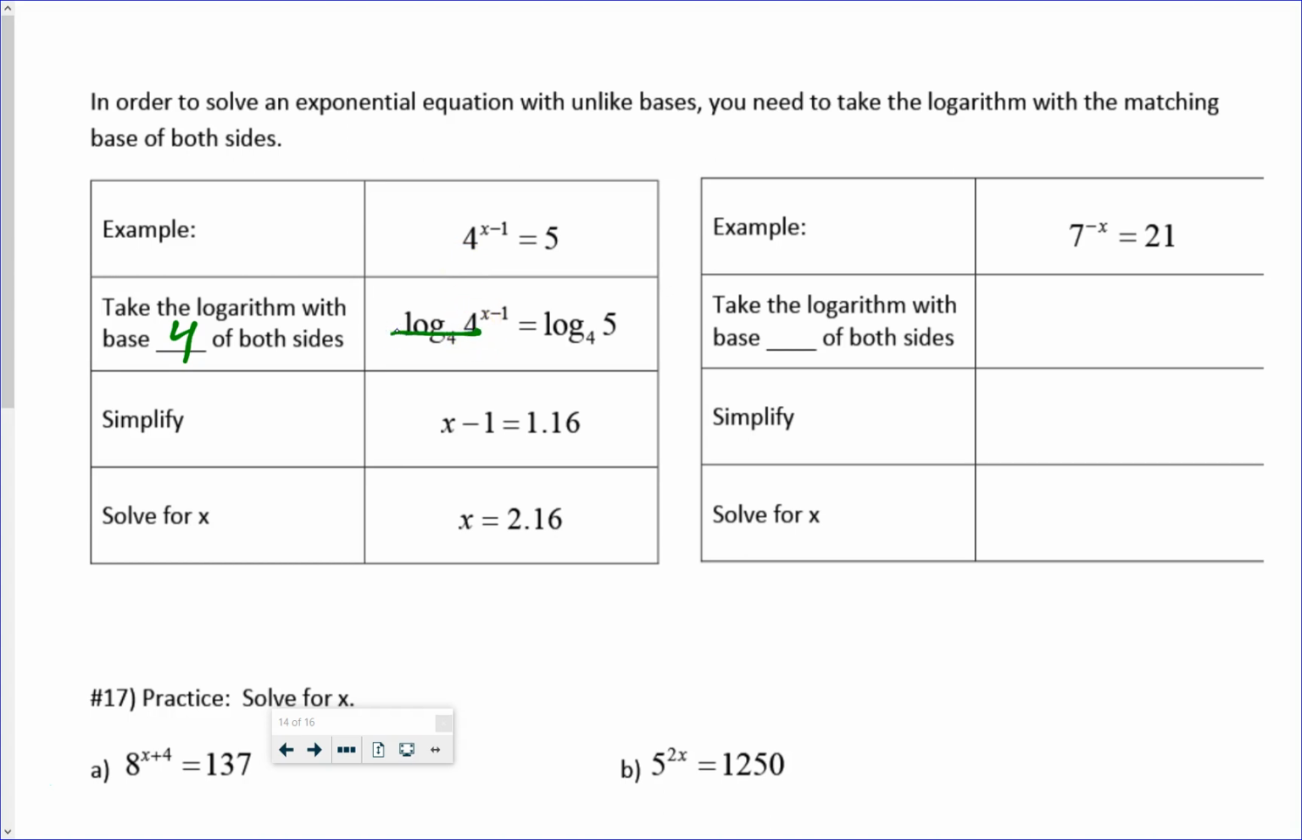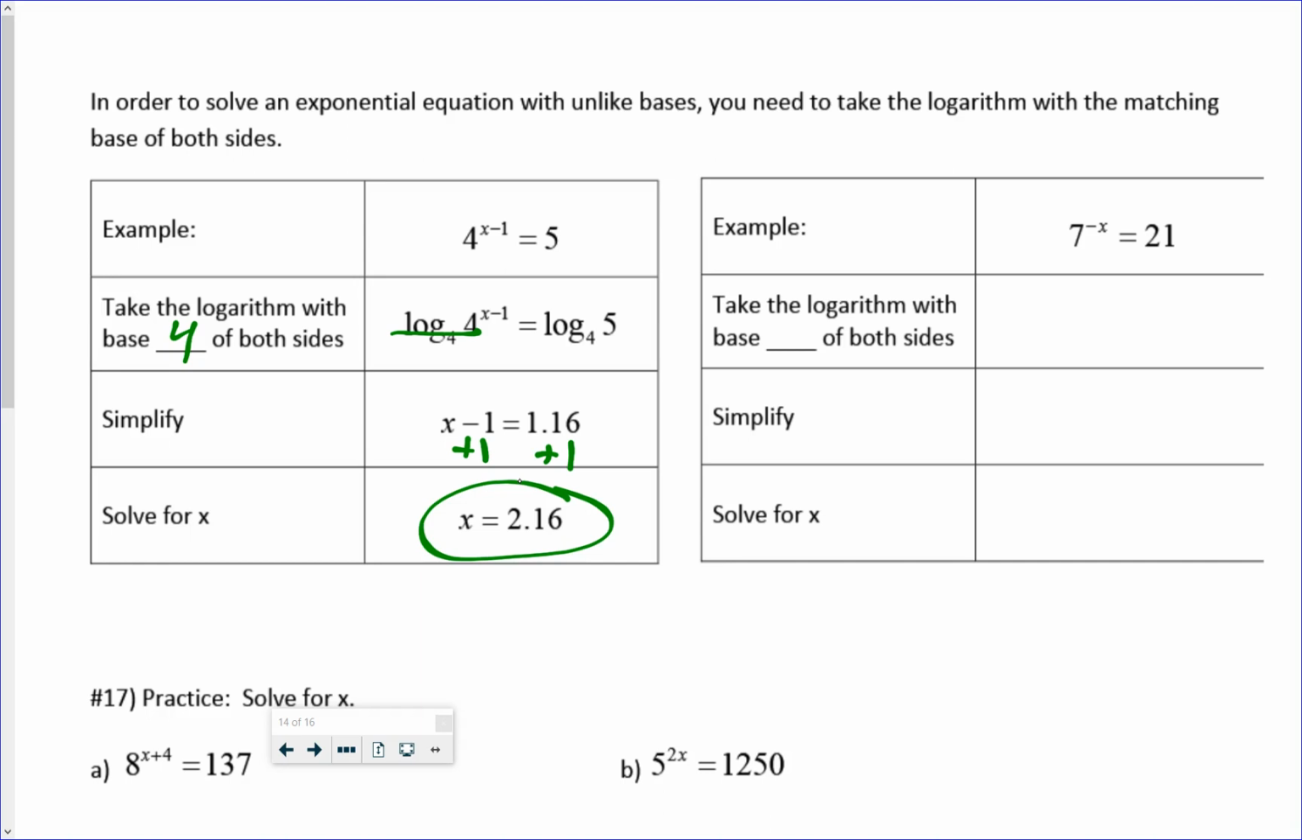This side they cancel, so x minus 1 is left over. And then evaluate log 4 of 5. So that change of base means log 5 divided by log 4. That's where the 1.16 came from. And then last step is just to add 1 to both sides, and that's where we get 2.16. All right? So let's do this one next to it.